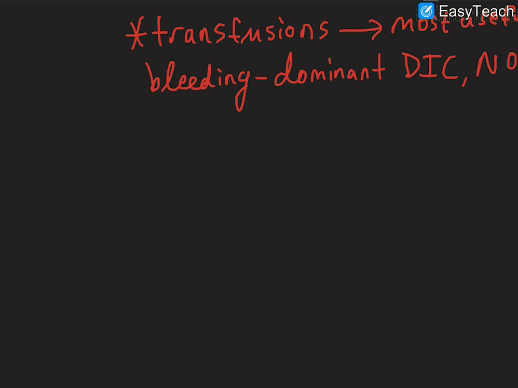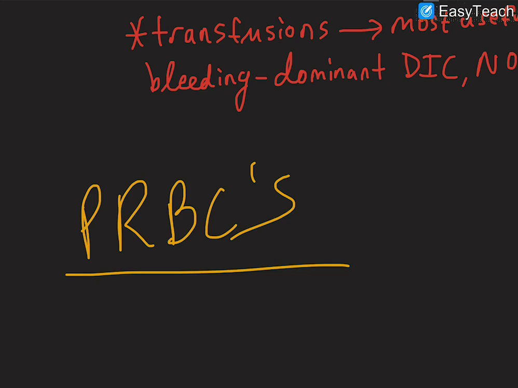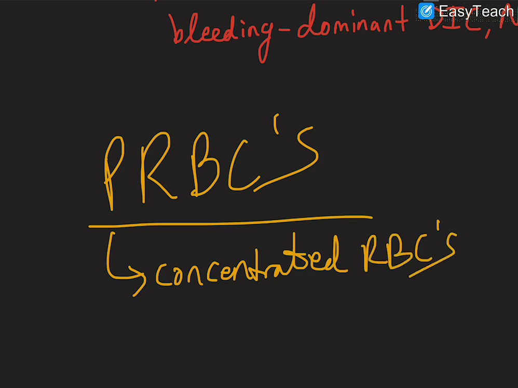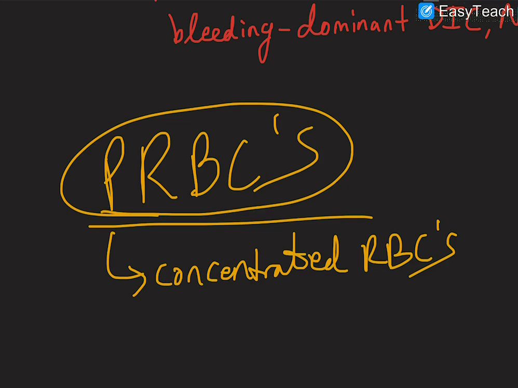So the first thing we should talk about is packed red blood cells. What are packed red blood cells? Well, it's in the name. This is mainly for acute blood loss or severe anemia. So this is basically concentrated red blood cells, meant for giving to patients who have acute blood loss or severe anemia. So you can increase your net hemoglobin in your bloodstream, and therefore you can increase oxygen delivery to tissues.